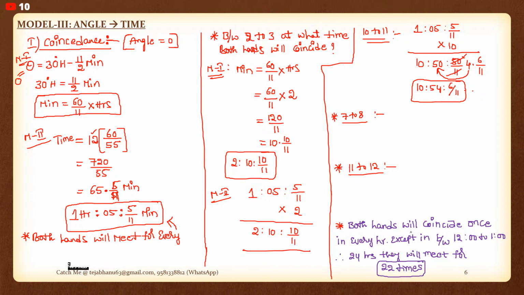Both will coincide once in every hour, except in between 12 to 1. Therefore, they'll meet 22 times in 24 hours. Okay, 22 times in 24 hours. This is about the coincidence.